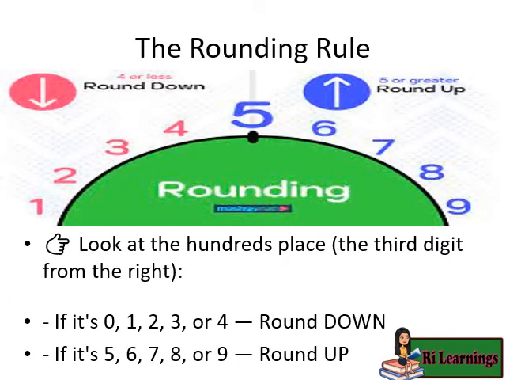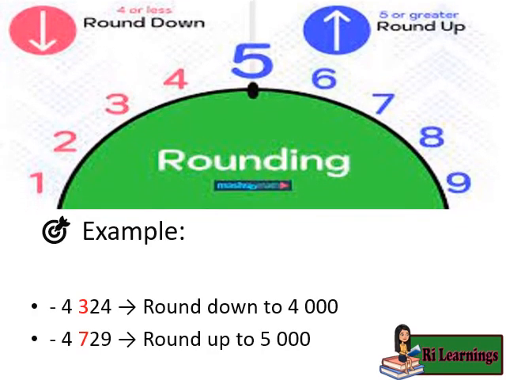The rounding rule. Look at the hundreds place, the third digit from the right. If it's 0, 1, 2, 3, or 4, round down. If it's 5, 6, 7, 8, or 9, round up. Example, 4324. Round down to 4,000. 4,729. Round up to 5,000.